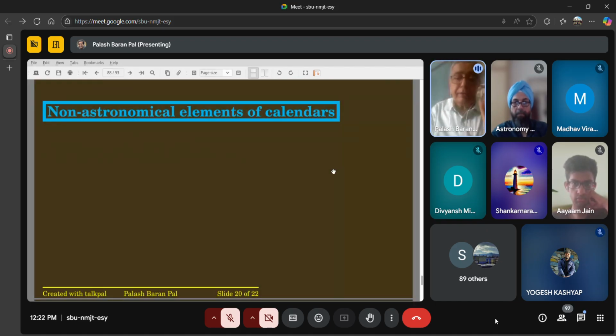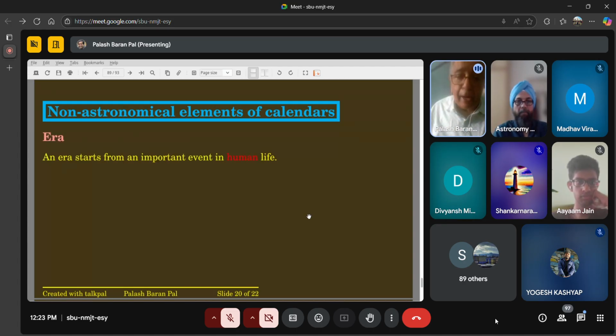Okay, now the last topic. Everything I have discussed so far is astronomical things. There are some non-astronomical elements in the calendars, which I will go through very briefly. As you see, this is slide 20 of 22. So it's a very small portion of my talk, because this is, in my opinion, not the interesting part of the calendars. The first thing is era.